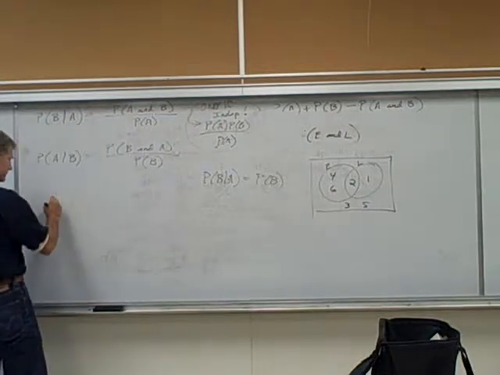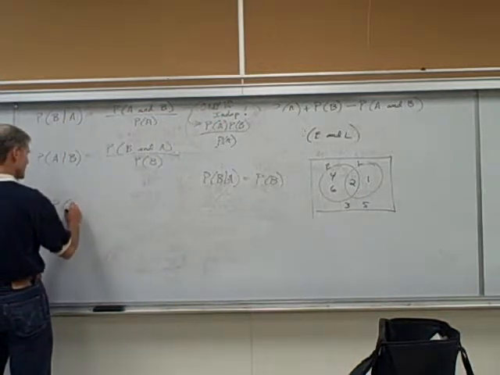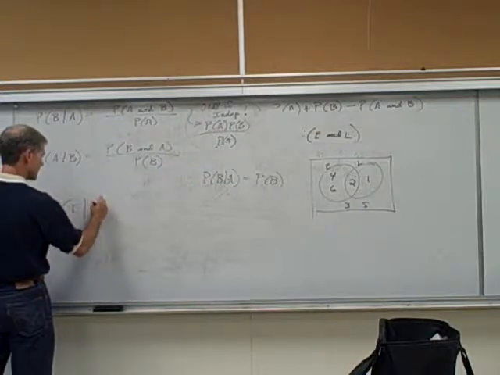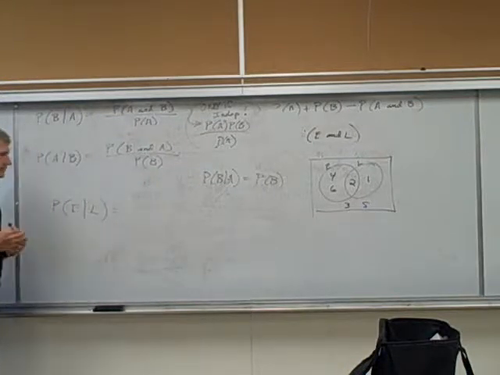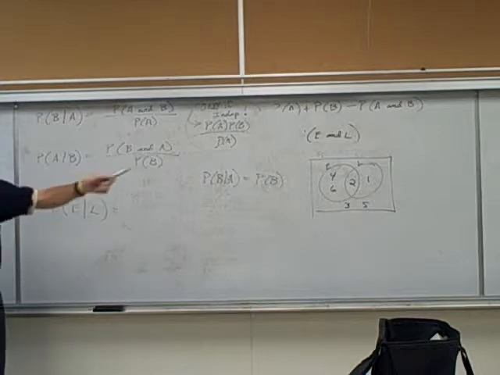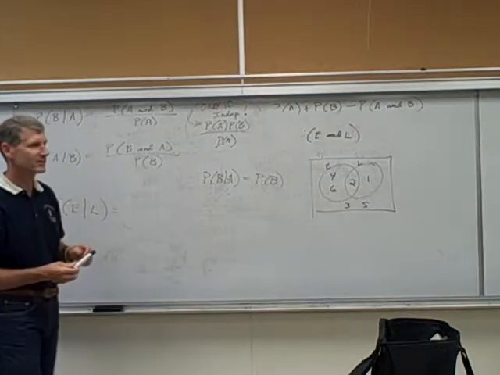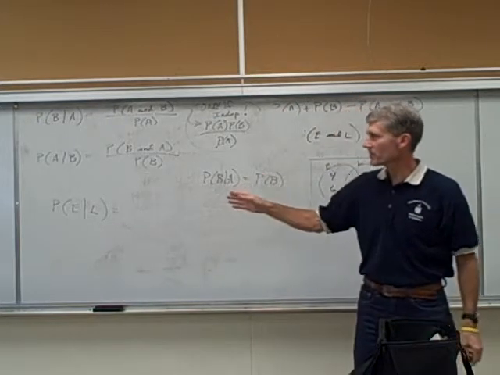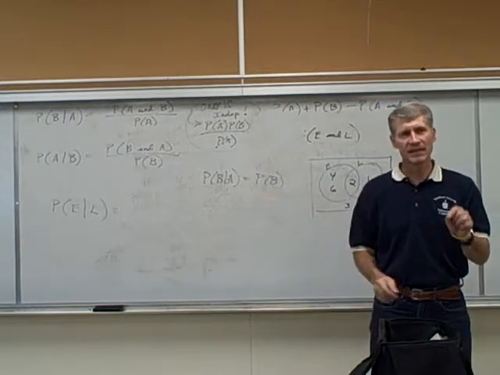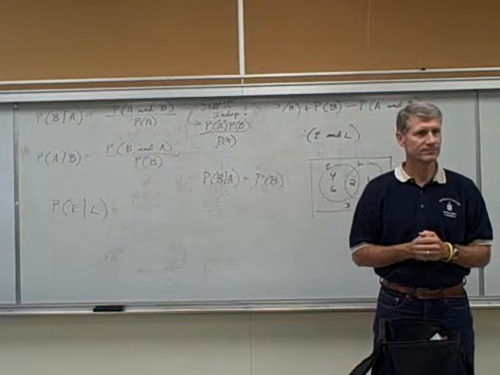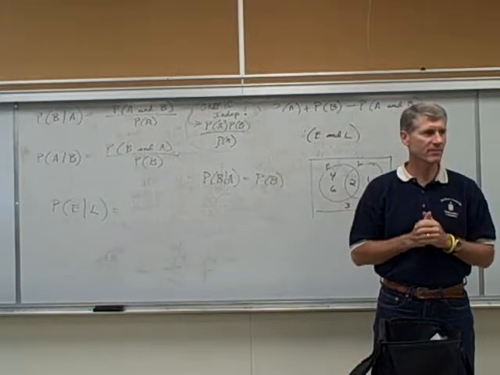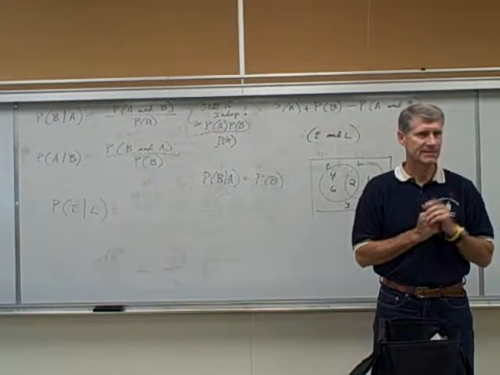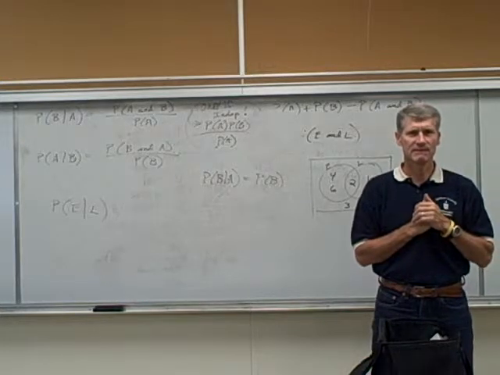So here we go. What's the probability of E given L? Back to my dice rolling trial here. So what am I asking? What's the probability that it's an even number given it was a little number? Now, think about that for a minute. Okay, she said 1 out of 6. A few people are nodding.